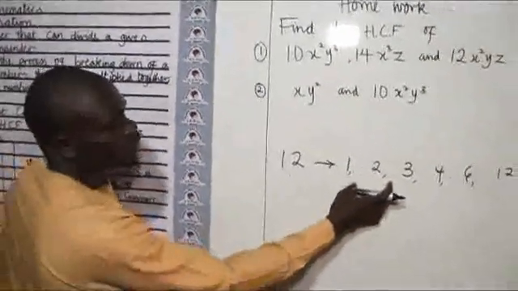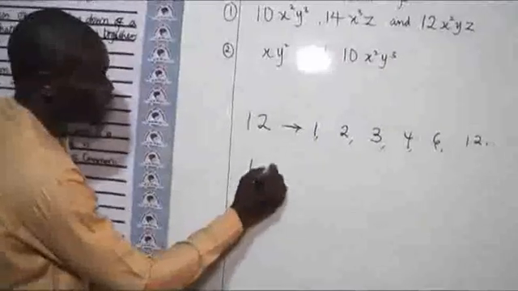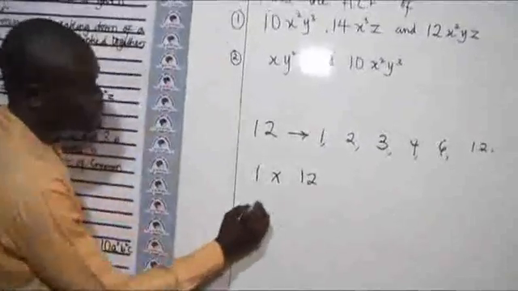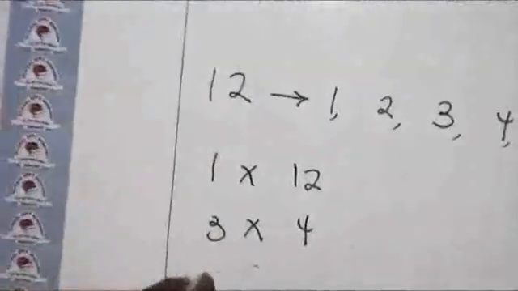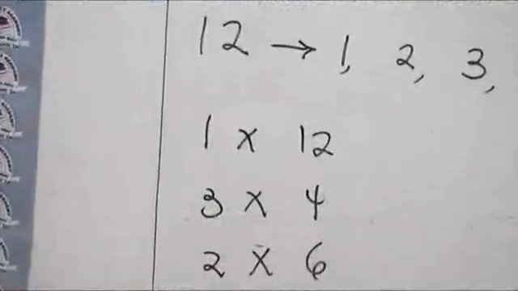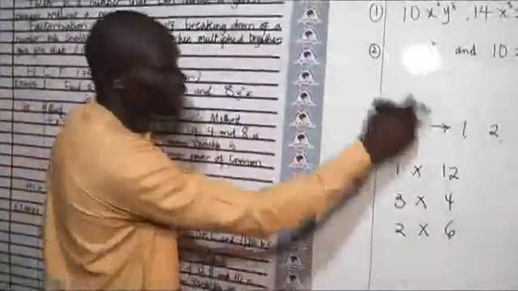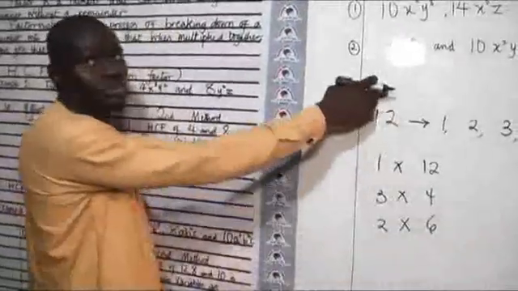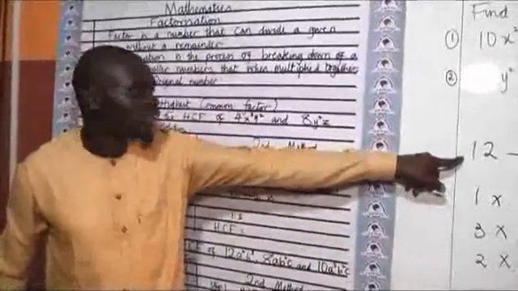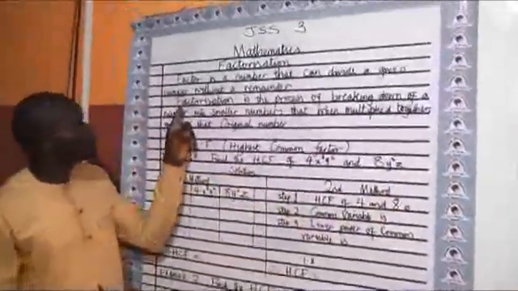Now, if we look at this, we can pair them two at a time and multiply. Here we have 1 times 12, then 3 times 4, and 2 times 6. When you pair them and multiply, it gives you your original number. It means all these factors, when you pair them and multiply, give you back your original number.